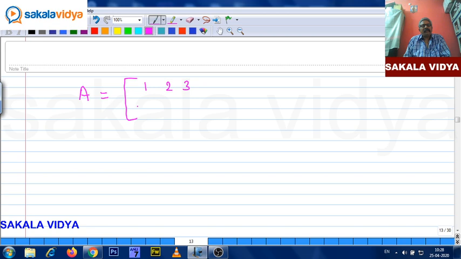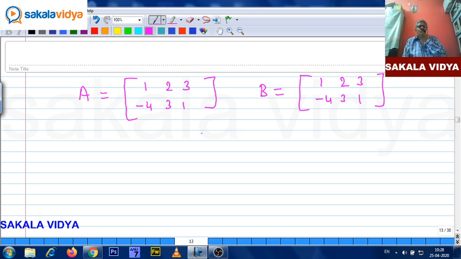So for example, take A equals 1 2 3, minus 4 3 1, and B equals 1 2 3, minus 4 3 1. Now observe the order of this matrix. The order of this matrix is 2 by 3, and the order of the other matrix is also 2 by 3. So the first condition is satisfied. What is the first condition? A comma B are of the same order or same type. This is satisfied.